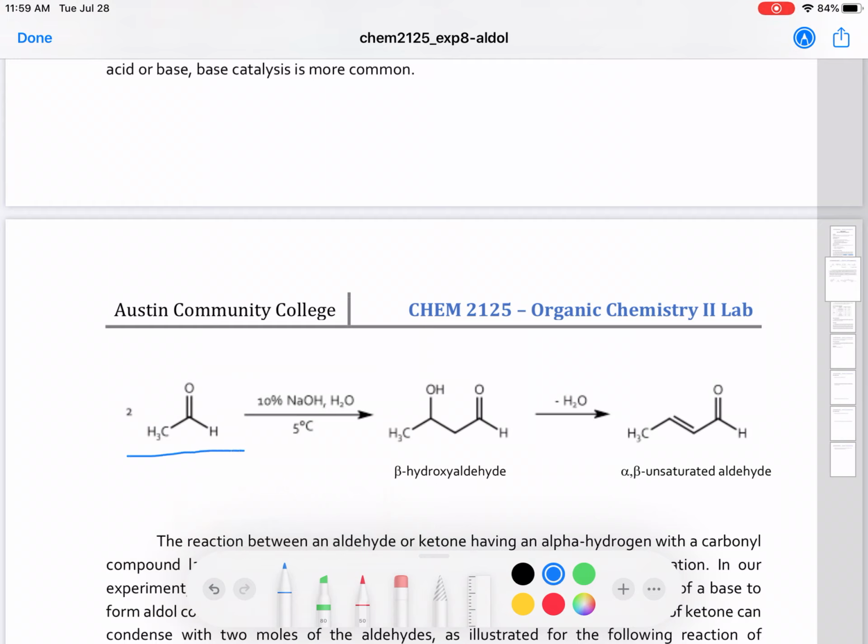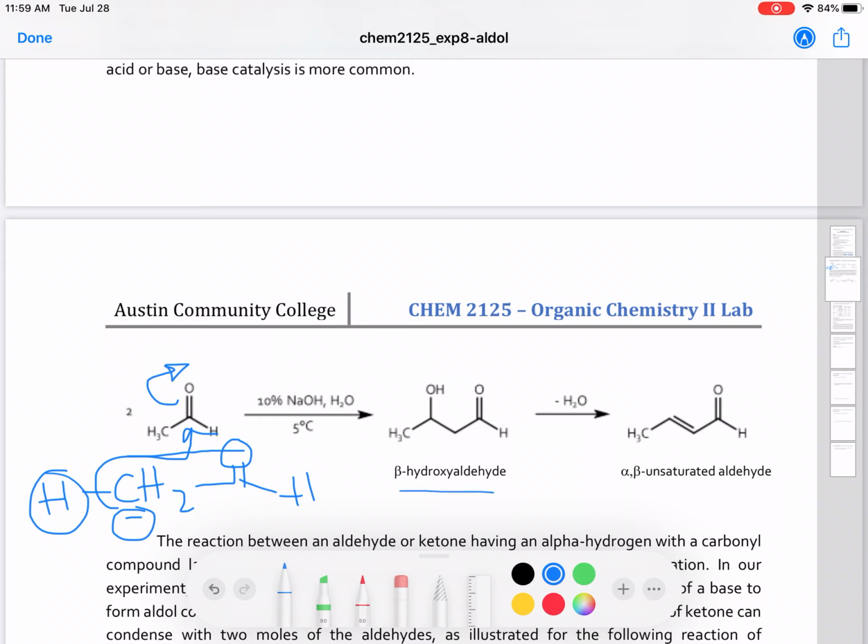This is your acetaldehyde molecule, and when you add the sodium hydroxide, there are acidic hydrogens. Remember, the alpha hydrogen is more acidic. So the base can remove this hydrogen and form the enolate ion, and then this can react with the carbonyl group of another acetaldehyde molecule to give you this beta-hydroxy aldehyde. We have learned the mechanism. I'm just reminding you what's happening here.